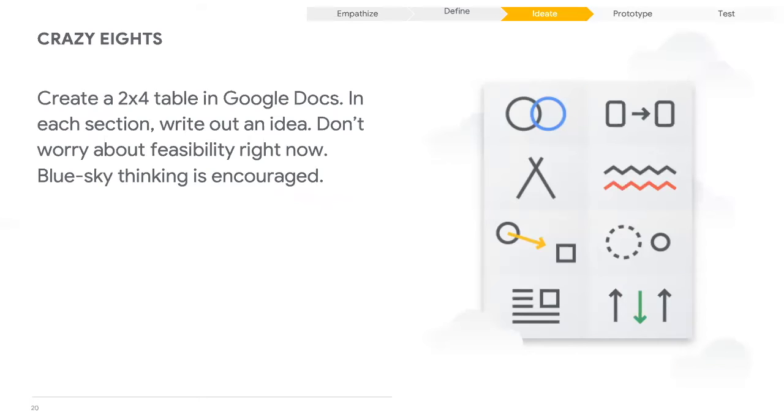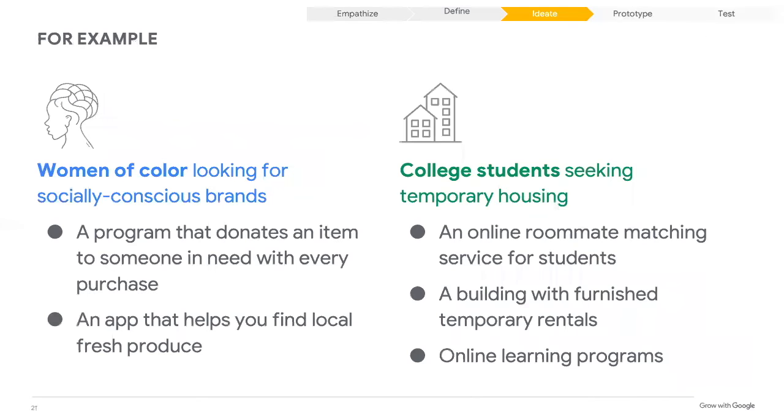Maybe you'll have one new idea with 7 ideas that built upon that one idea. The point here is to practice letting loose and creating as many possibilities as you can. Don't worry about feasibility right now. Blue sky thinking is encouraged. Before we go to try the Crazy Eights activity, let's look at a few examples. The beauty of this process is that we can let our mind go wild with ideas.